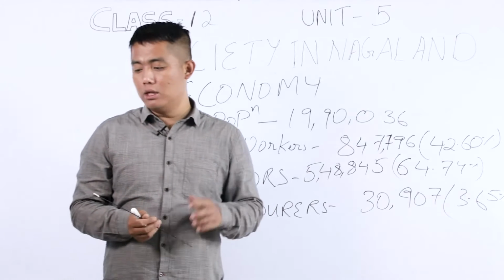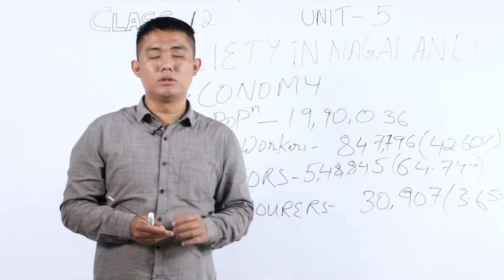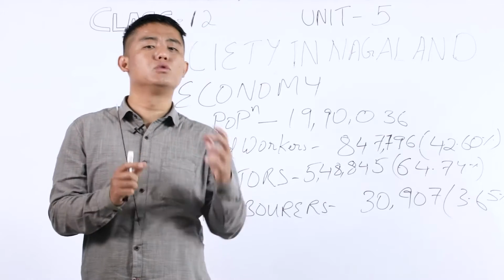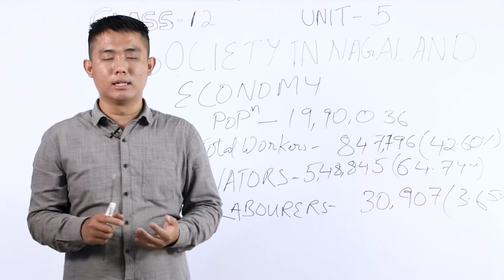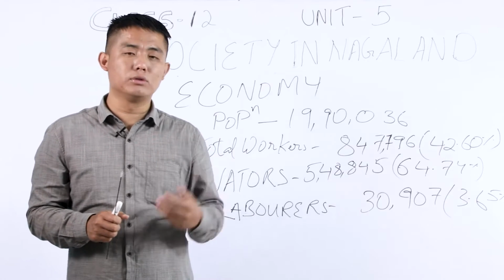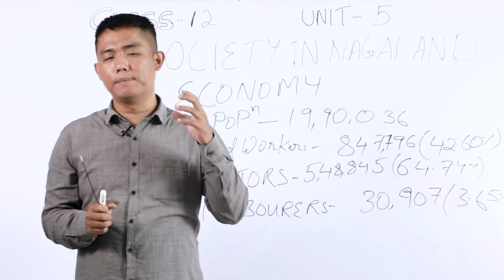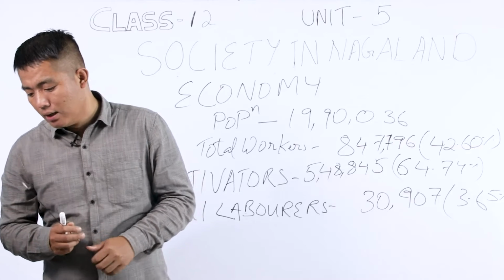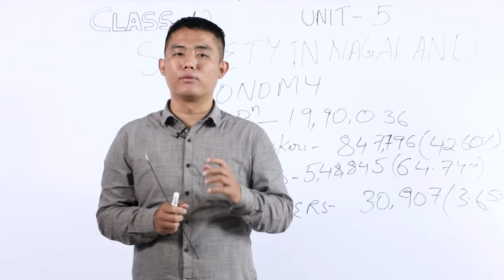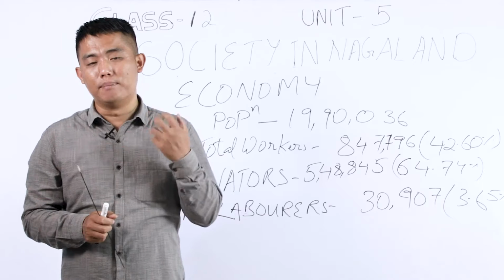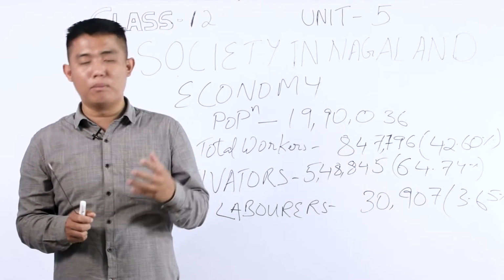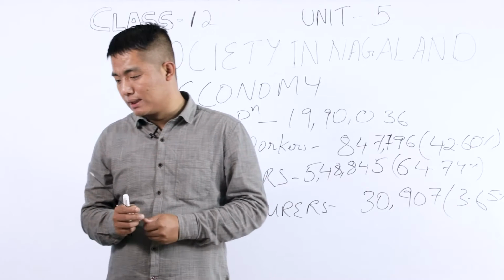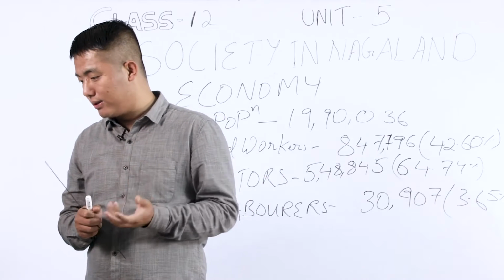Now, when we look into the agricultural practices in Nagaland, it is said that we can find two types of agriculture which are practiced in order to do farming: the shifting cultivation, and the next one is terrace cultivation. Shifting cultivation is one of the dominant forms of agriculture in Nagaland. The chief form of settled cultivation in the hilly area is terrace.